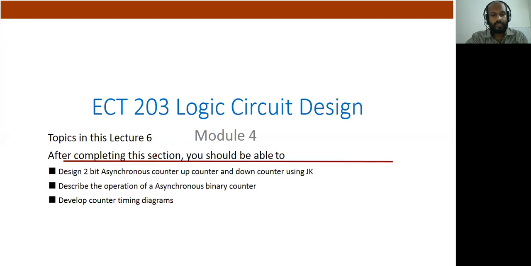So in lecture 6, we will discuss mainly the asynchronous counter design, and how we can design the up and down counter using JK and T and D flip-flop. And we can also describe the operation of asynchronous counter and how we can draw the timing diagrams.